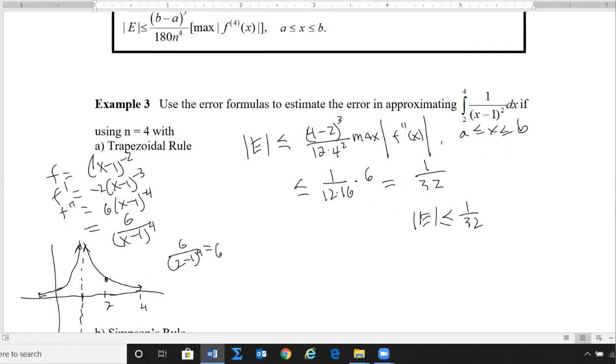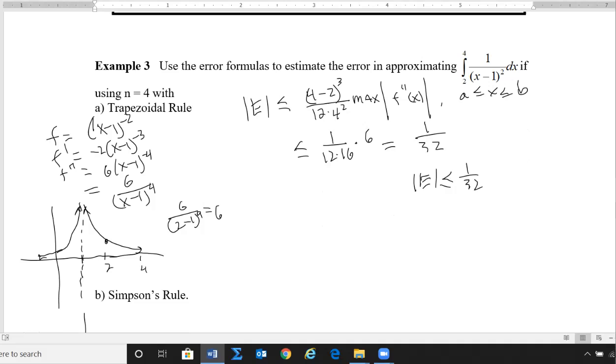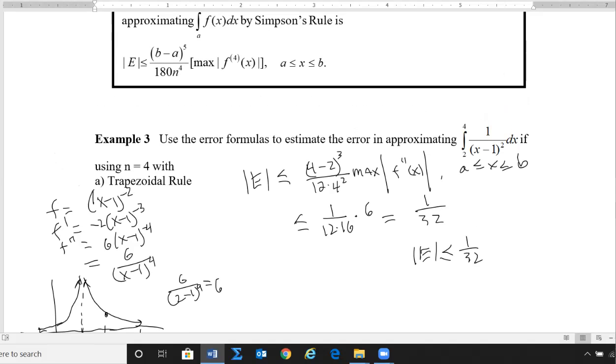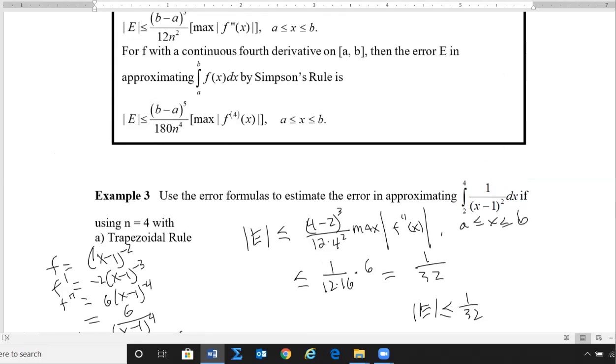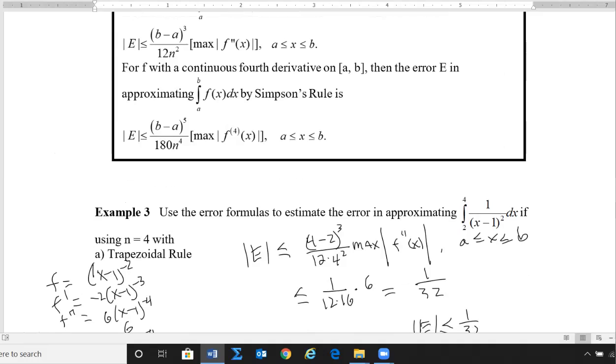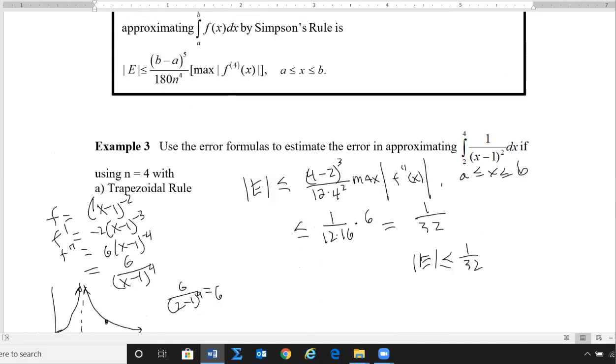Okay, now we're going to look at the same function, and we're going to look at the error. For the error, we can expect a bound on the error if we're using Simpson's rule. So we need to formulate this inequality here. So let's go ahead and look at that.